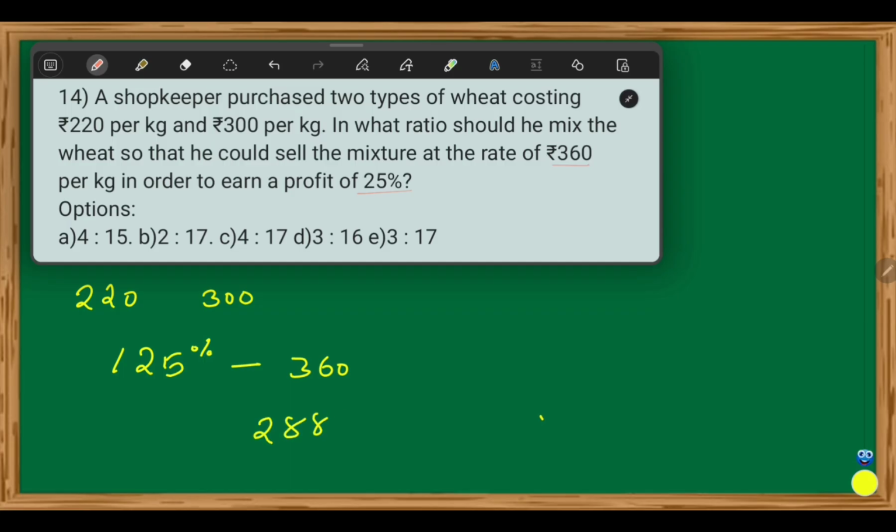We use the alligation method here. 220, 300 and 288 in the center. Take the differences, which is equal to 12 is to 68. That's equal to 3 is to 17. Therefore, the correct choice is E.